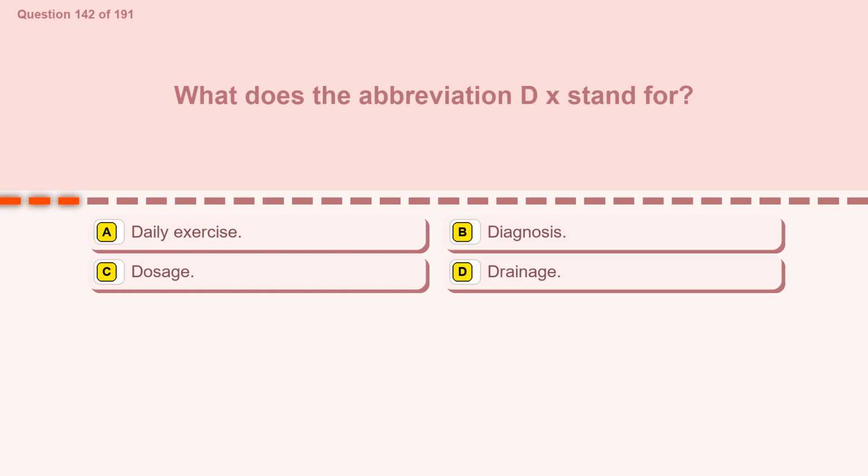Question 142. What does the abbreviation DX stand for? Option A, daily exercise. Option B, diagnosis. Option C, dosage. Option D, drainage.